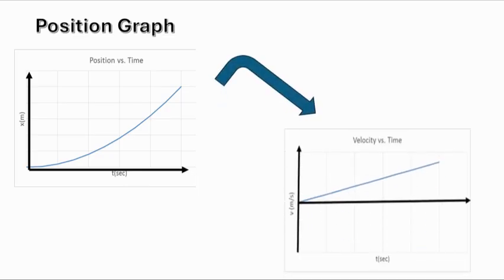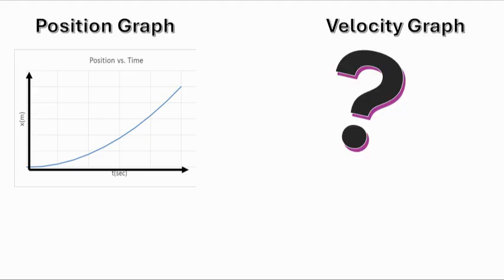Today we're going to be talking about how to go from a position versus time graph to a velocity versus time graph. This is a fairly common question in physics where you're given one type of graph and you have to draw another type of graph that shows the same motion. We do have another video where we go the opposite way, from velocity to position, and you're welcome to check out that video as well.